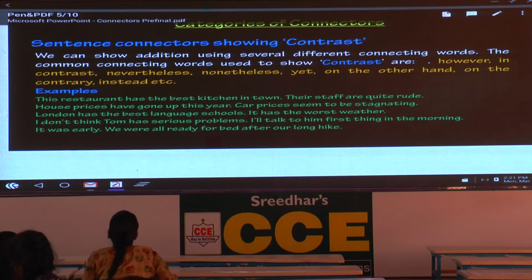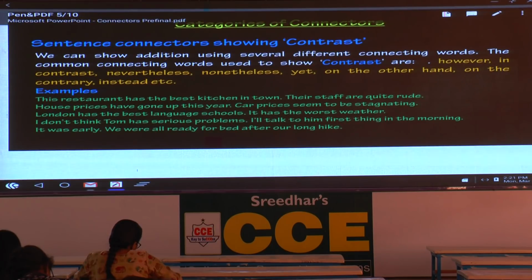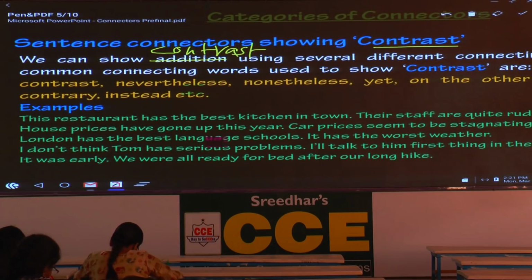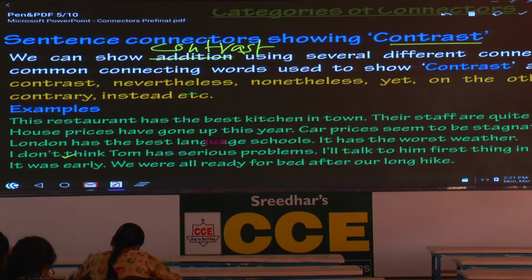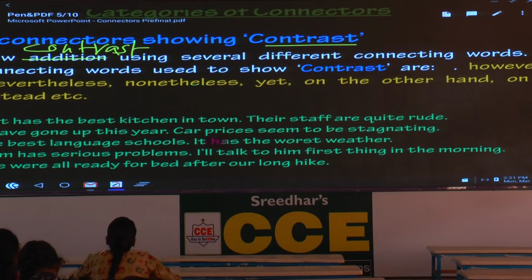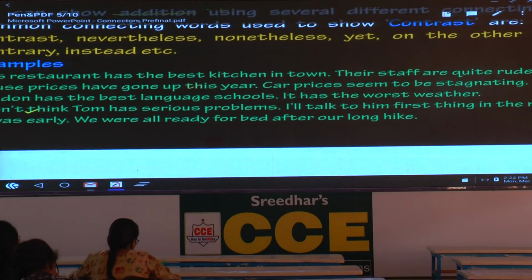The third one, sentence connectors showing contrast. Underline the word contrast. We can show contrast using several different connecting words. That's a standard one, you don't have to write. The common connecting words used to show contrast. That sentence you have to write. You could edit also common words that show contrast. So what are the words?